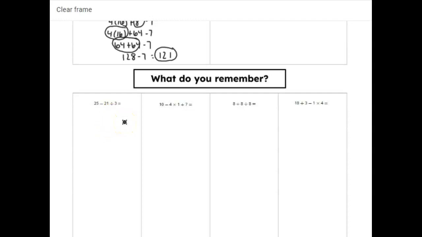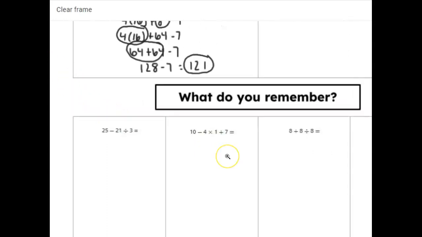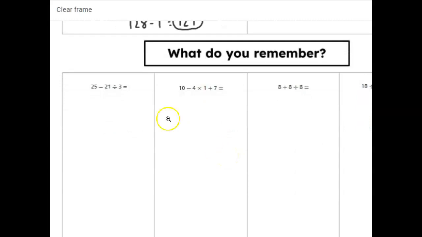There are no exponents. There's no parentheses. There's no exponents. So we're on to our third step. Is there multiplication or division? Yes. Right here, we're going to circle it, underline it, highlight it, whatever you do to make it pull out. 21 divided by 3 is 7. So I have 25 minus 7. And that is 18.